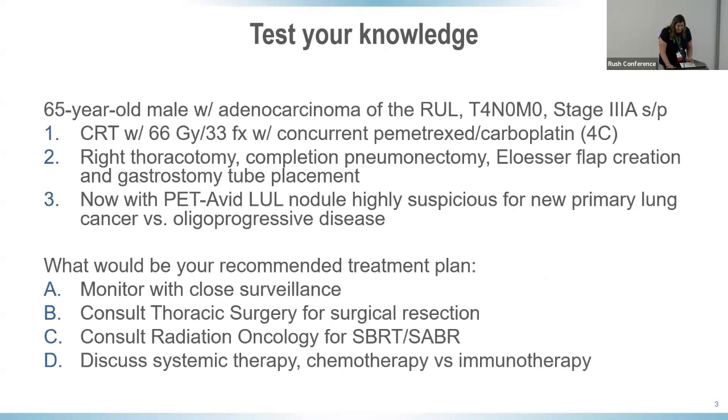So I first want to test your knowledge and kind of get you thinking. This is a 65-year-old patient with adenocarcinoma of the right upper lobe, a T4N0M0 stage 3A, who underwent concurrent chemotherapy and radiation, and then went on to have a right thoracotomy, which actually turned out to be a pneumonectomy for definitive therapy. And he presents to your clinic with a PET avid left upper lobe nodule, highly suspicious for either a new primary versus oligoprogressive disease.